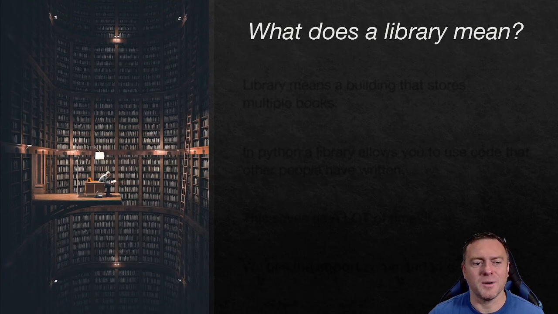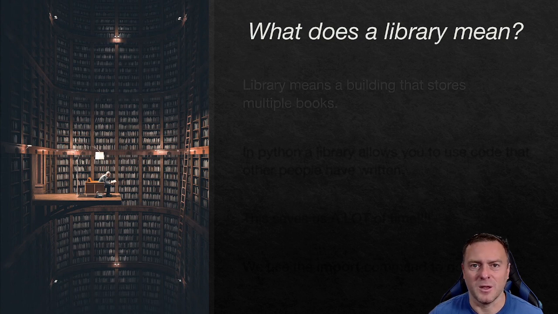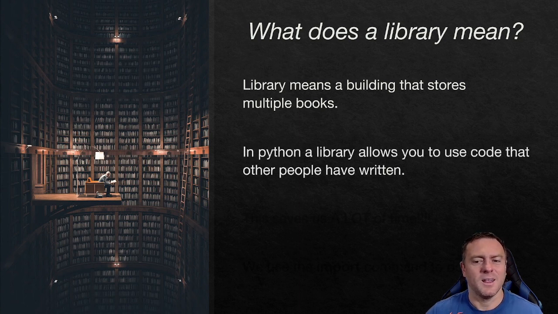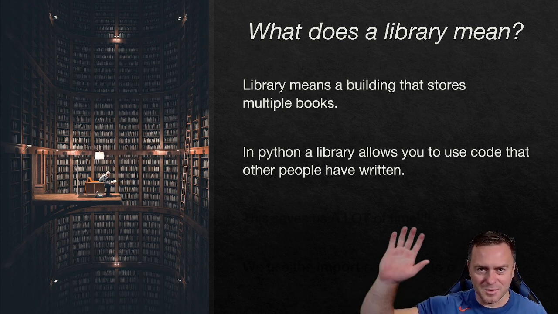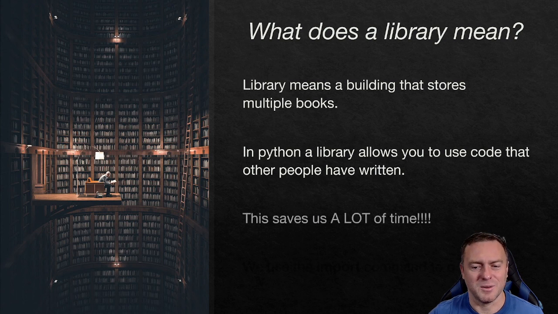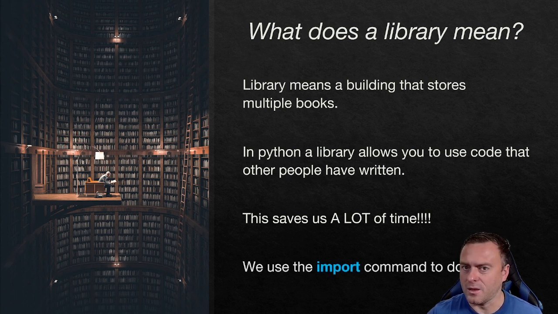So what does a library mean when we're talking about this turtle library? Well, a library is, old school, if we think about it, a building that stores a whole heap of books. And the idea behind that in Python is the library allows you to use code that other people have written. So rather than reinventing the wheel, someone else has gone off and built the turtle library. So instead of you having to type it all out again, you just have to import that turtle library, which is really, really cool. So this saves us a lot of time as a good programmer. So we save time by basically getting these libraries and integrating them into our code, which is pretty cool.